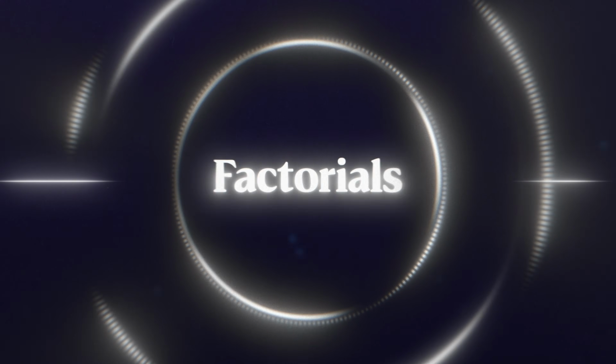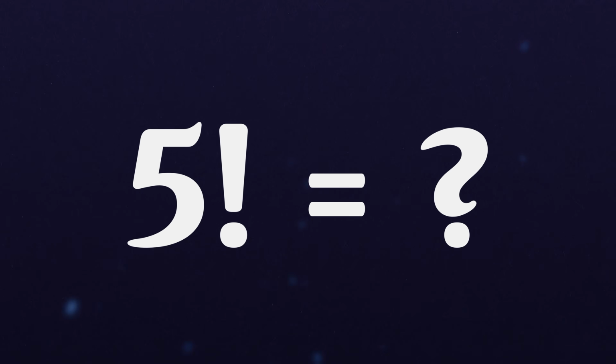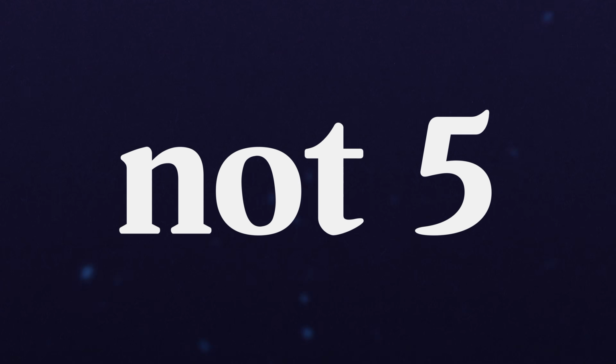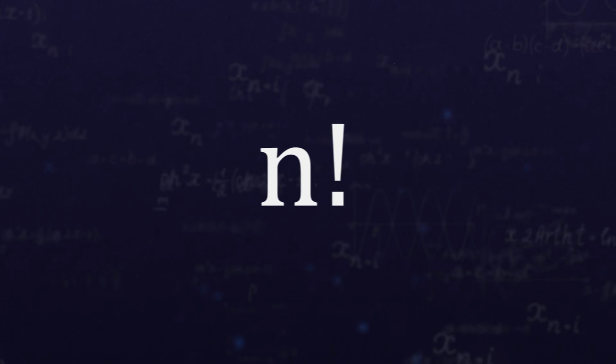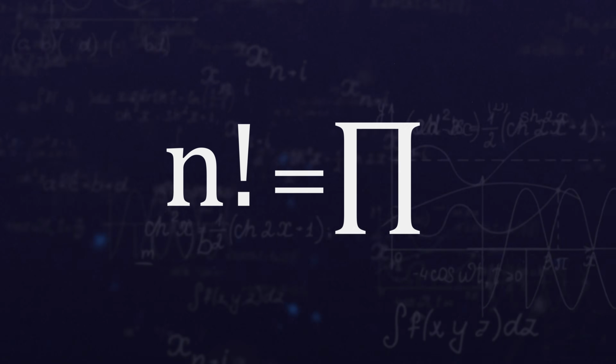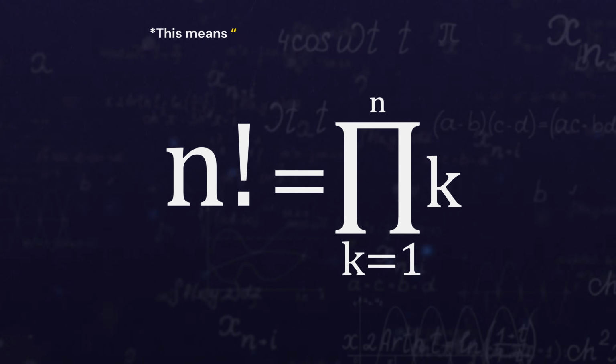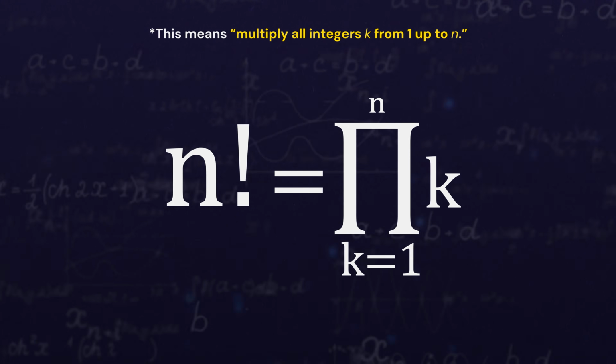What is this equal to? If you're a programmer and you let your eyes deceive you, you might think 5 exclamation point means not 5. But no, it's actually a math thing. It's a factorial. A factorial is the product, meaning the multiplication result, of all the positive integers less than or equal to the given number.